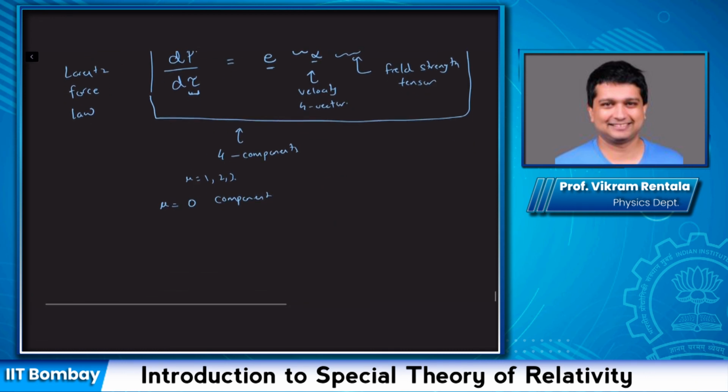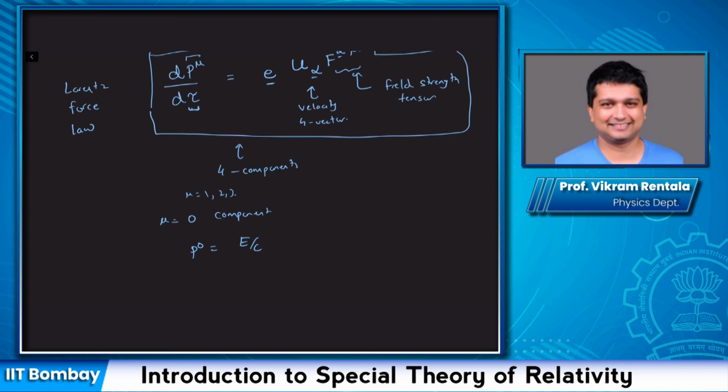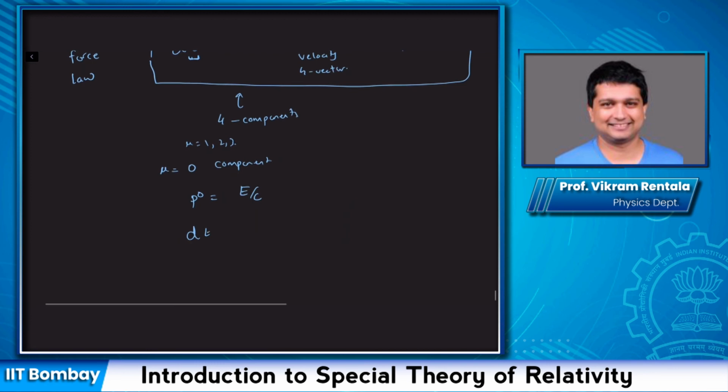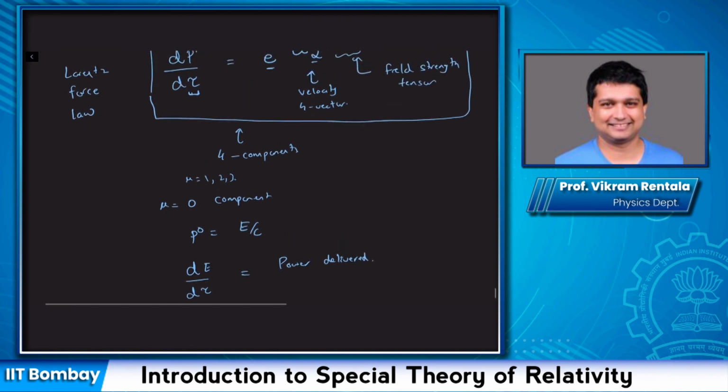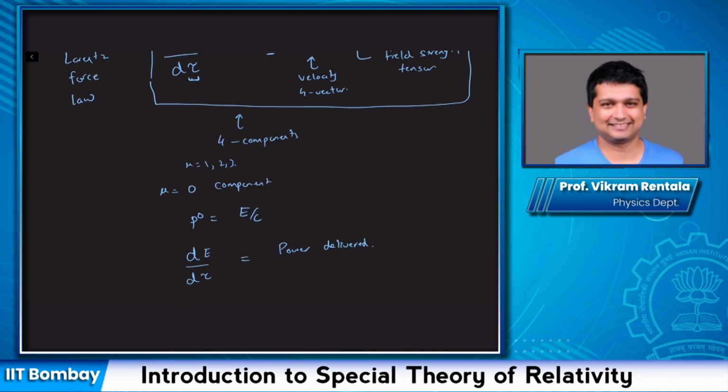And there's already a hint here. Since P0 is the energy of the particle, or E by C, the 0th component would tell you what is the rate of change of energy of the particle with time, or with proper time. And this would be related to the power delivered to the particle. So this would be equal to the power delivered. Okay, so that's how you interpret the mu equals 0 component.